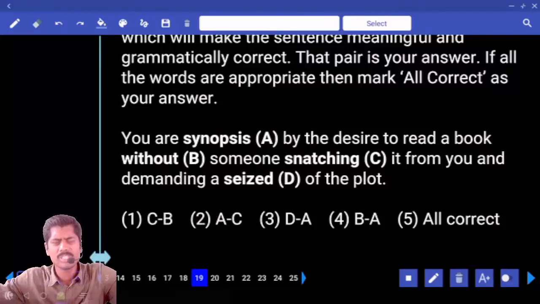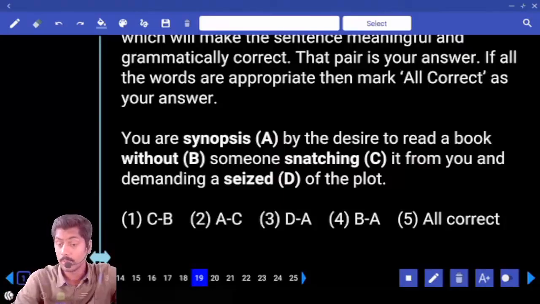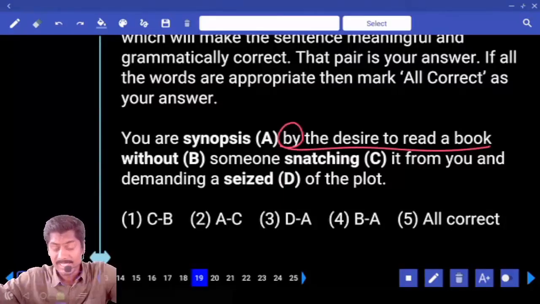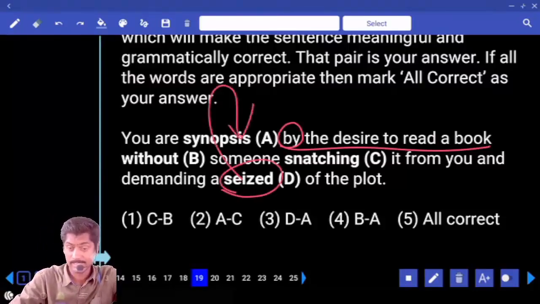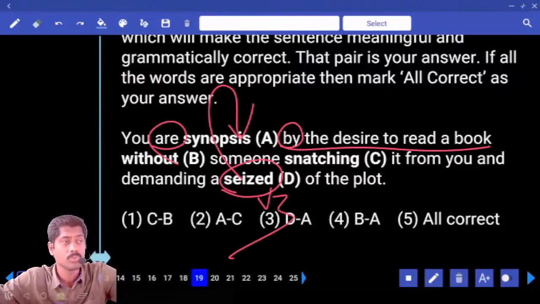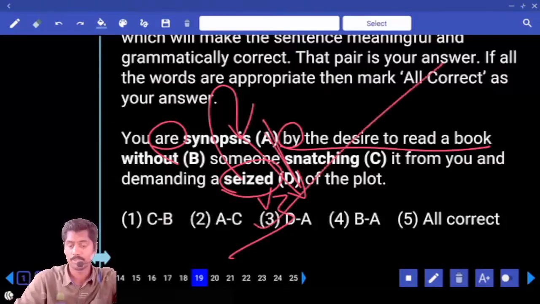Your synopsis. Synopsis is nothing but a kind of summary. Your summary? No. Now look at this, by the desire. You are snatching by the desire. You are seized by the desire. Yes. After "are", I can keep V3, no problem. After be forms, V3. You are seized by the desire to read a book without someone snatching it from you and demanding a synopsis for the plot. A, D, D, A. Third option.